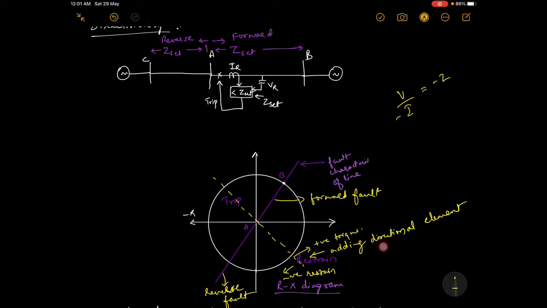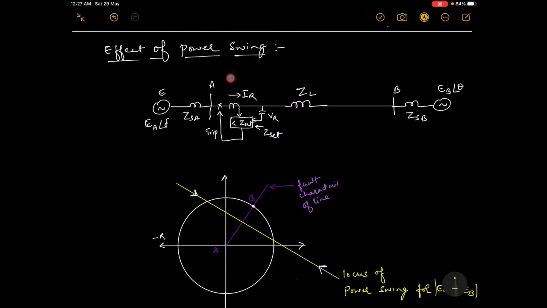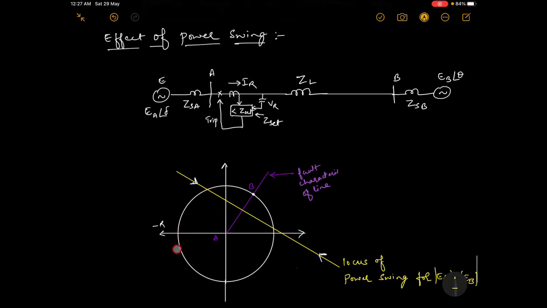So if we add the element which is there in the directional relay into this impedance relay, we can make it operate only in one direction. So what is the conclusion? Impedance relay is a norm. Now we shall see the effect of power swing. There is a large impact of power swing on the relay measurement, or the relay protection. So what is that, we will see.